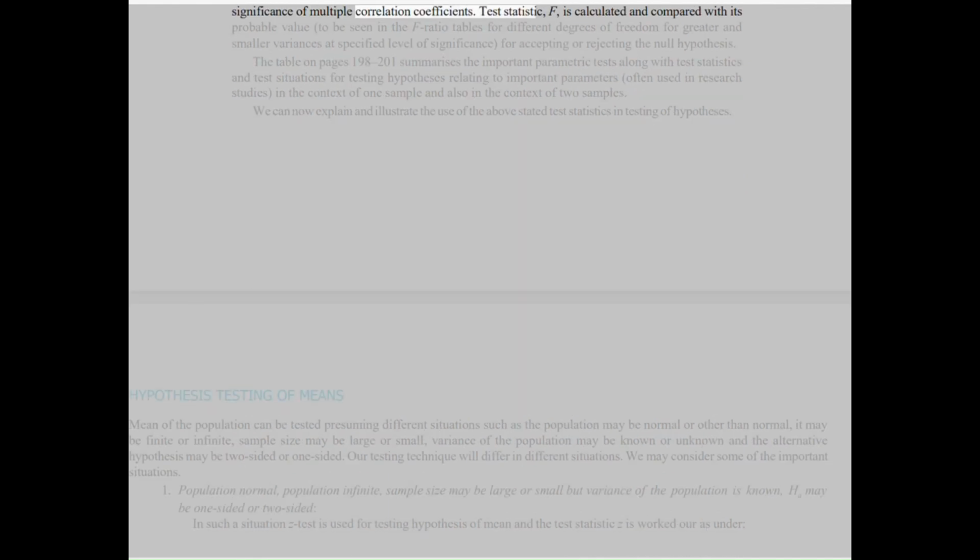Chi-square test is based on chi-square distribution and as a parametric test is used for comparing a sample variance to a theoretical population variance. F-test is based on F distribution and is used to compare the variance of the two independent samples. This test is also used in the context of analysis of variance, ANOVA, for judging the significance of more than two sample means at one and the same time. It is also used for judging the significance of multiple correlation coefficients.